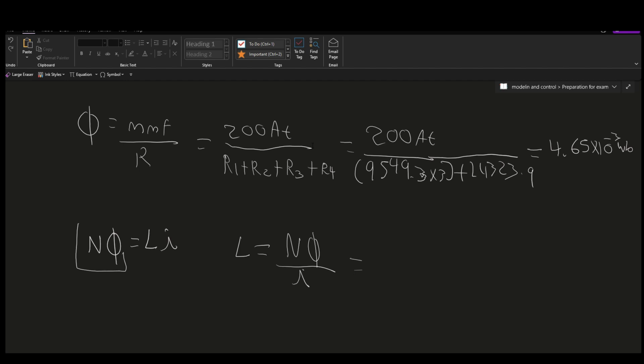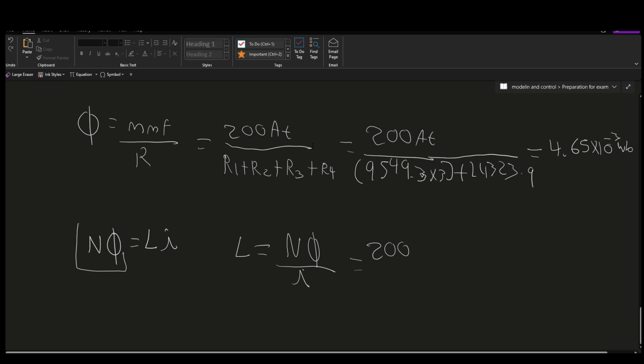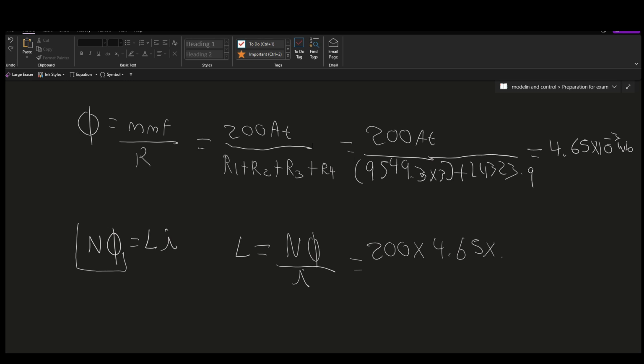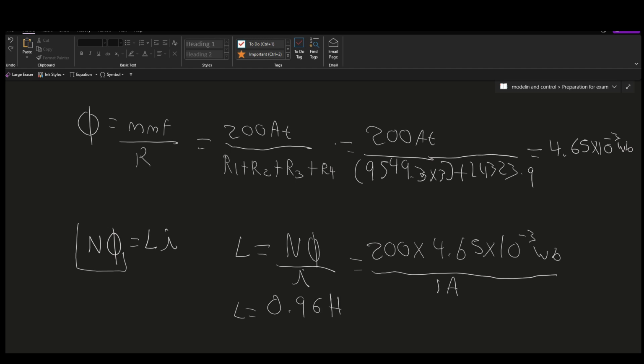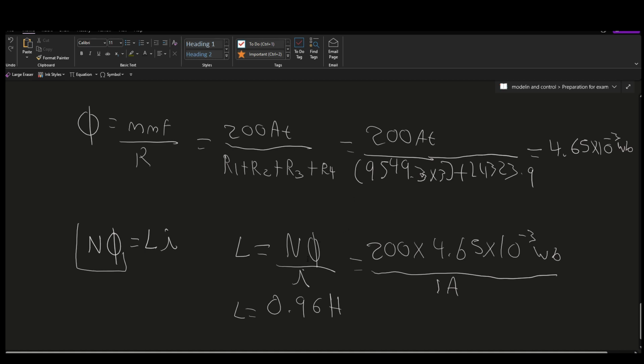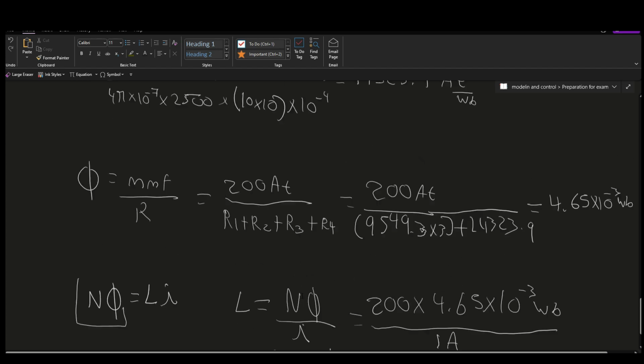Now this is the current produced by the flux. So we have 200 turns, the flux that we just calculated, and we divide this by the current that is given to us, that is 1 amp. And when we calculate this, it's just going to be 0.96 Henry. So this is how we calculate the inductance when we are given the flux linkage and the current.